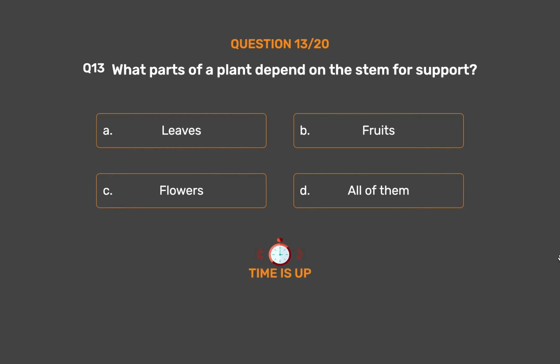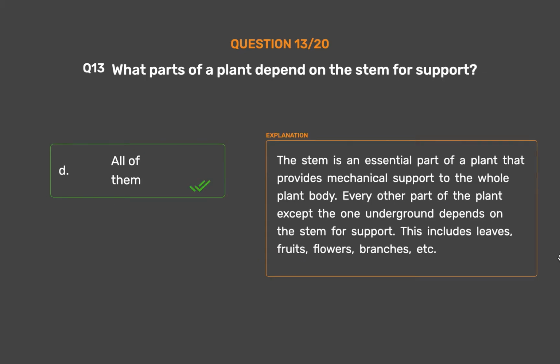The correct answer is option D. All of them. The stem is an essential part of a plant that provides mechanical support to the whole plant body. Every other part of the plant except the one underground depends on the stem for support. This includes leaves, fruits, flowers, branches, etc.